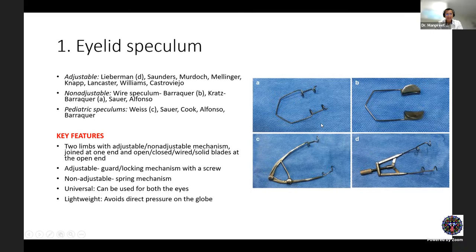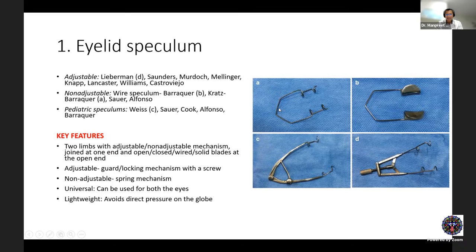So figure A is the Barraquer speculum, which doesn't have solid blades. Figure B is the Barraquer speculum, which has solid blades. This speculum definitely becomes a bit heavier, but it keeps the eyelashes away, at least from the 11 to 12 millimeters of the corneal diameter. So that speculum will keep the eyelashes away, even if it's a badly draped eye.